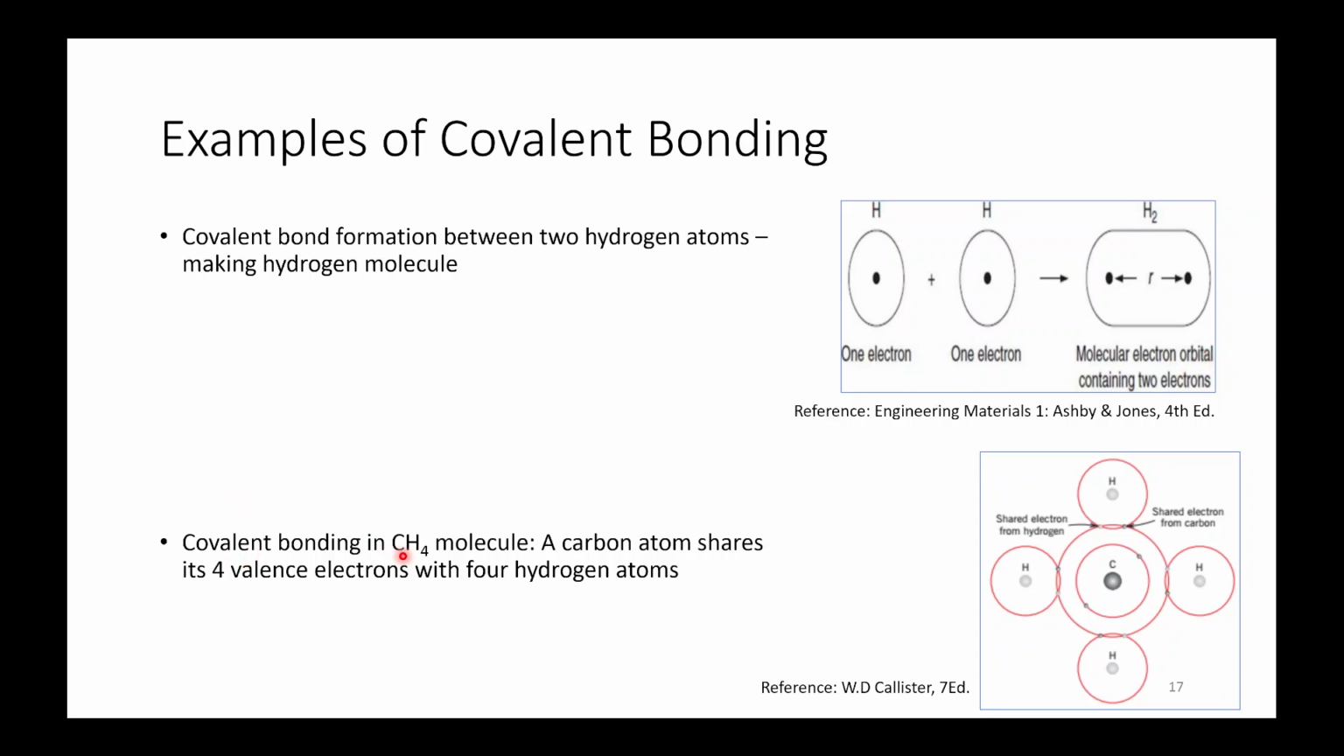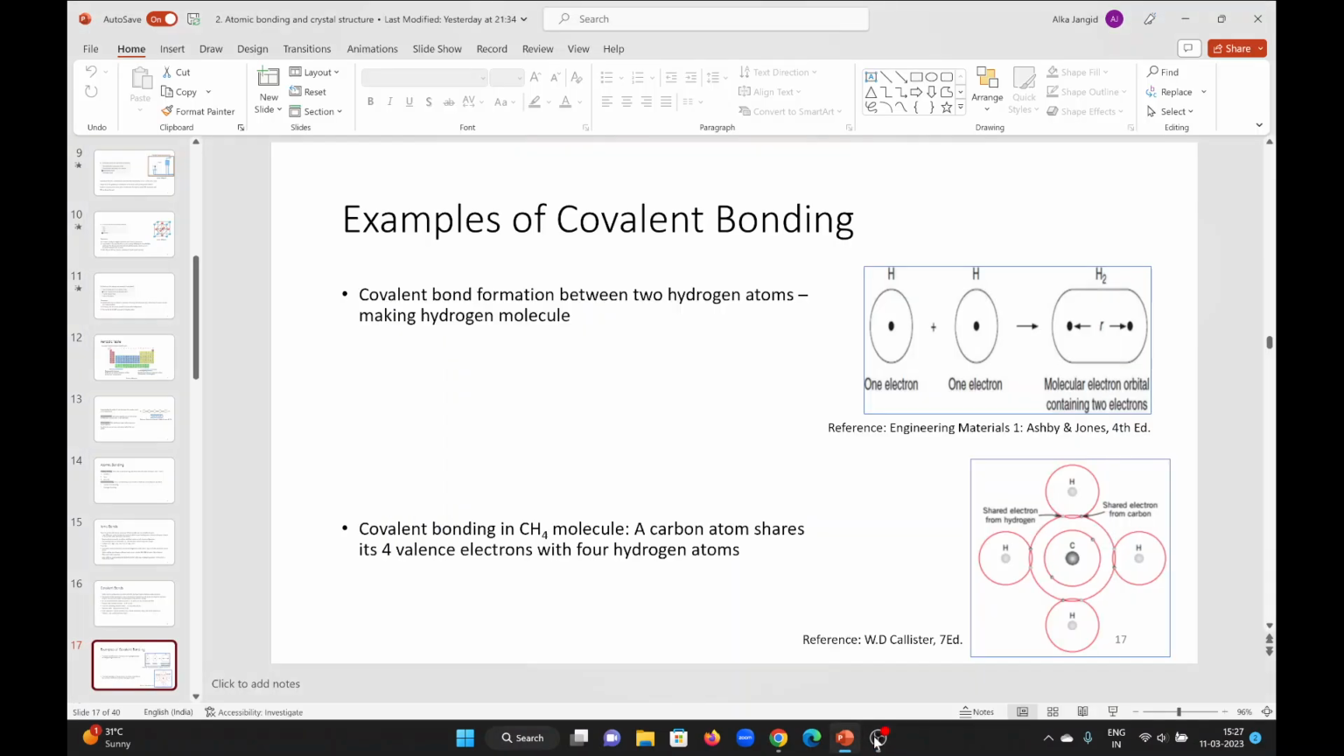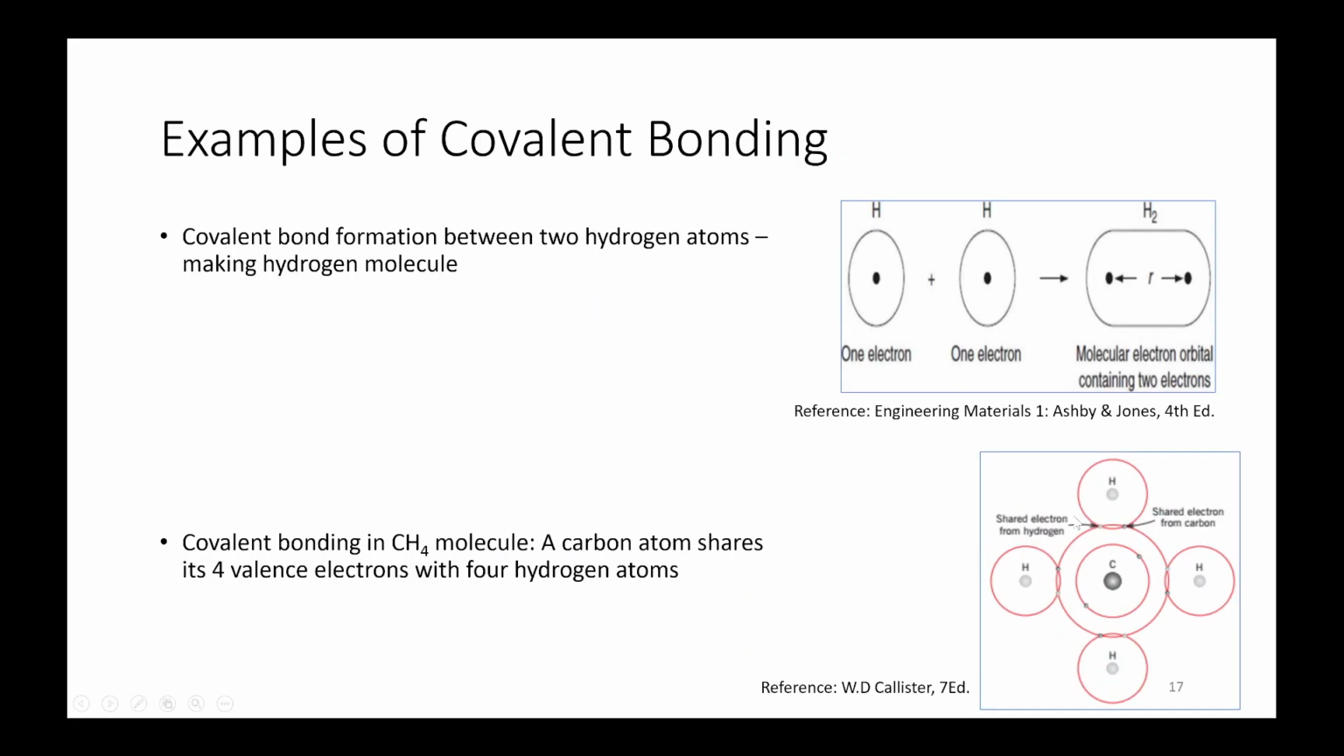Covalent bonding in the methane molecule. A carbon atom shares its 4 valence electrons with 4 hydrogen atoms. So here carbon will be sharing 4 electrons, and each hydrogen will be sharing its 1 electron. So in hydrogen the outermost shell will have 2 electrons, and in carbon there will be 8 electrons. So they complete their outermost shells with the help of sharing of electrons.